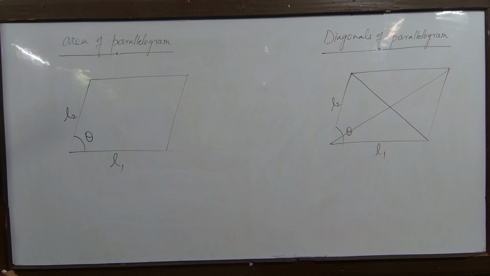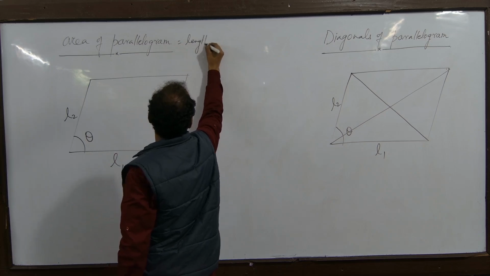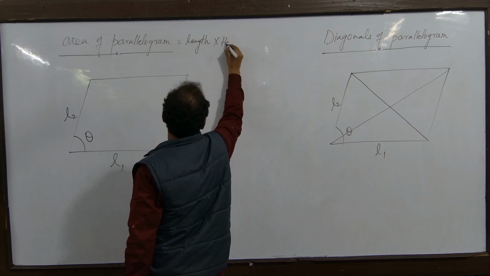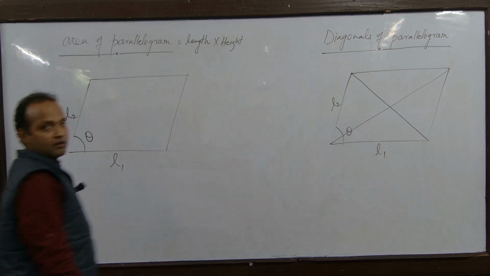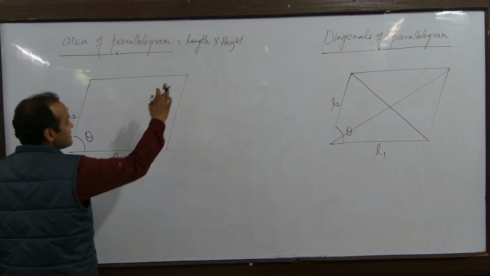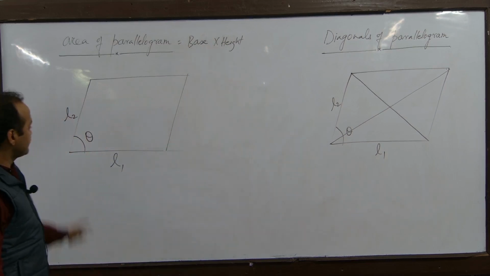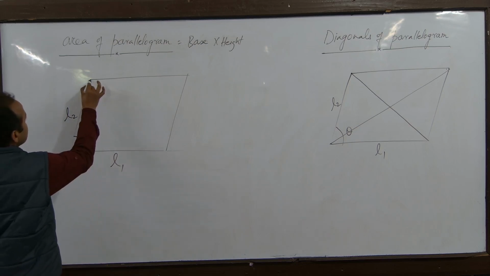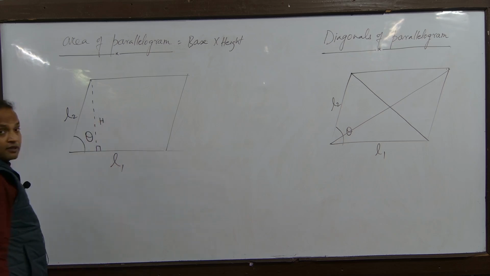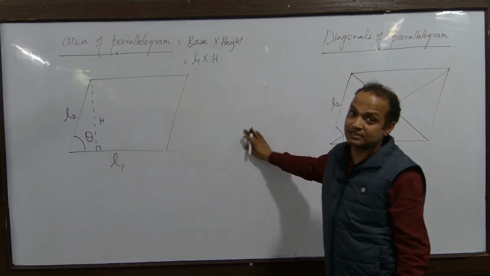All of you know that area of parallelogram is length into breadth, or length into height. But you have to find it in terms of angle. This is length or base into height. Better to write base into height. This is base, but what is the height? You have to find this height, H. So here it will be L1 into H. But how will you calculate H?